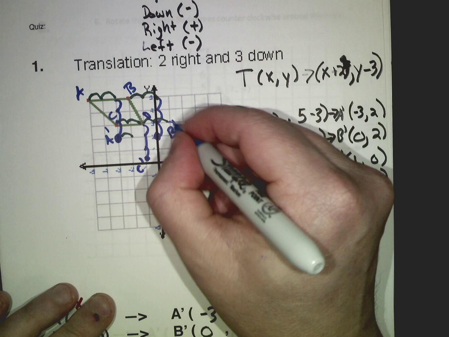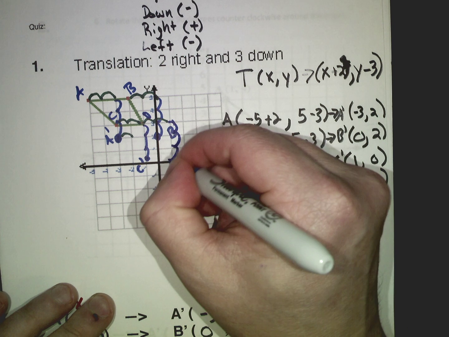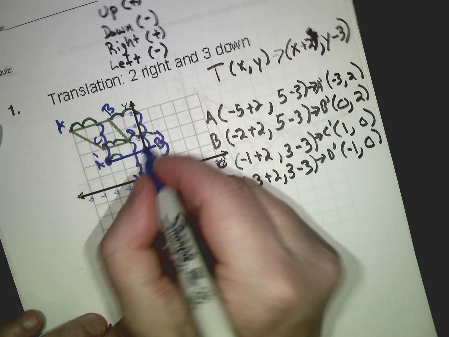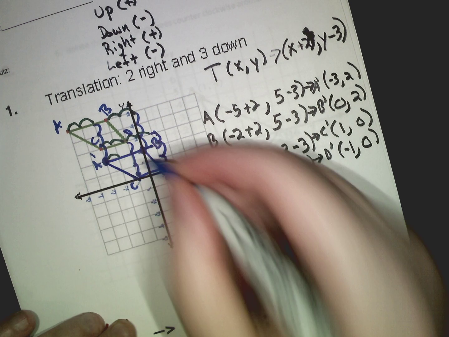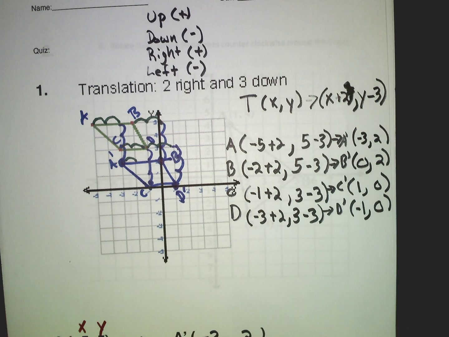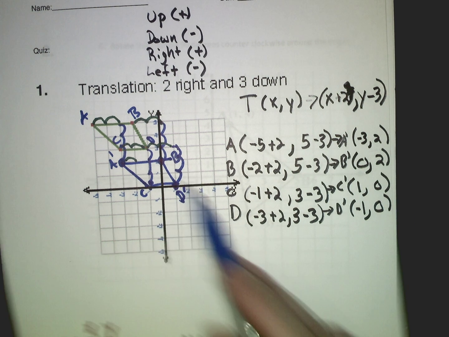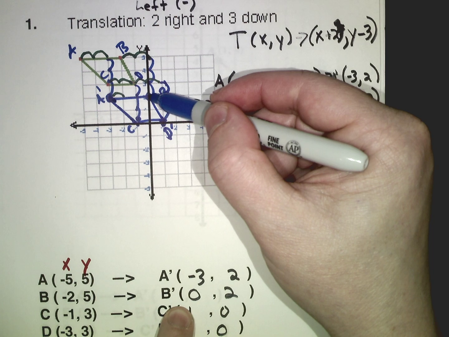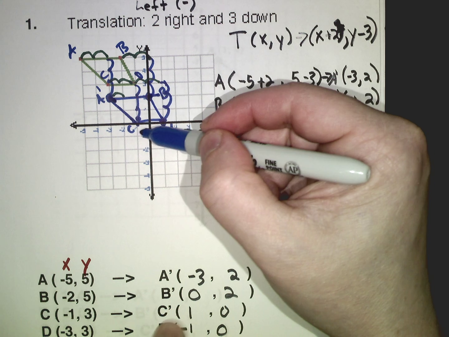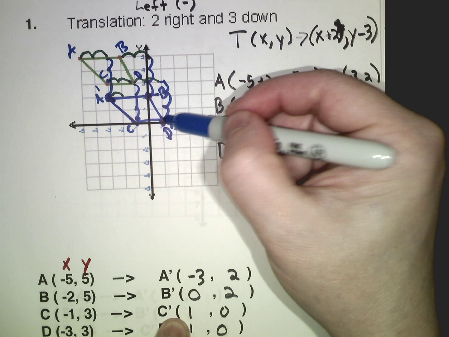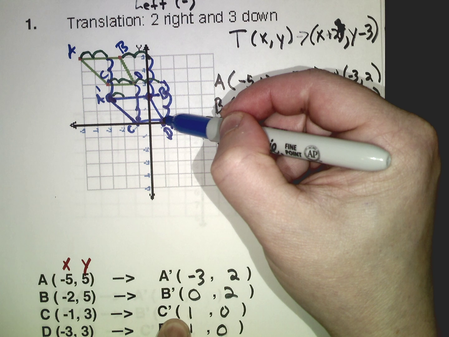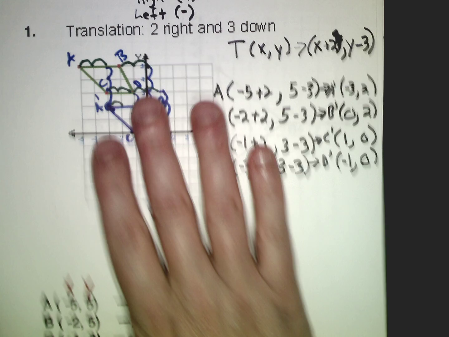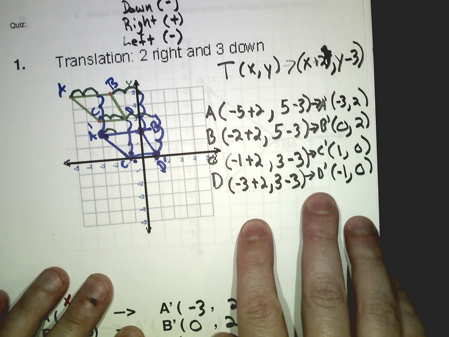I'm not a big fan of this method on this problem because you'll see it's becoming very, very messy, especially after I made a couple of mistakes. It works though. You will see that these numbers correlate: A prime, negative 3, comma 2; 0, comma 2 for B prime; 1, comma 0 for this one, and negative 1, comma 0 for that one. It works out really, really nice. If you can do it that way, study this way.